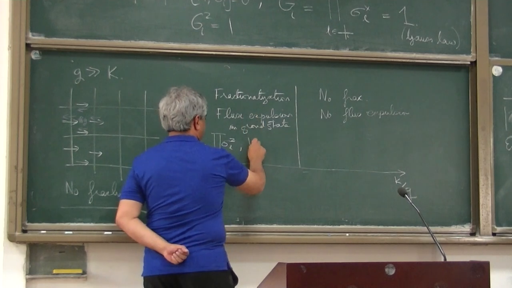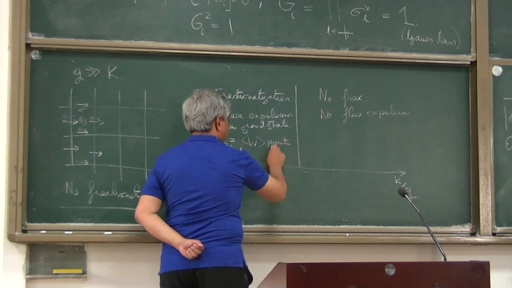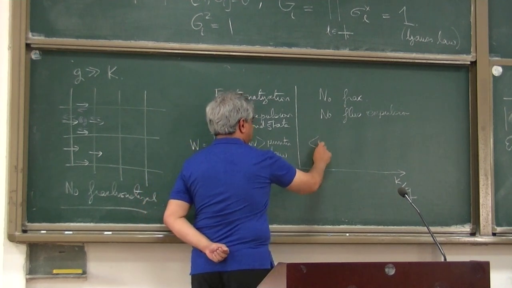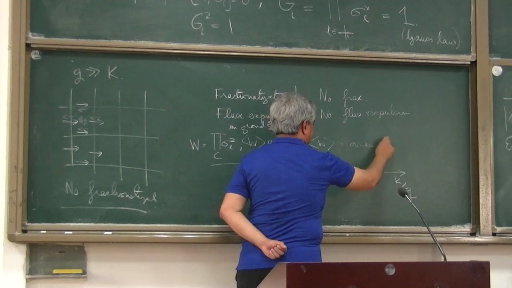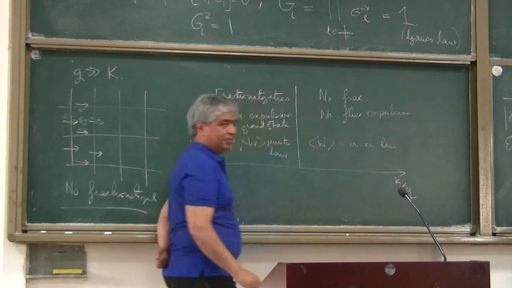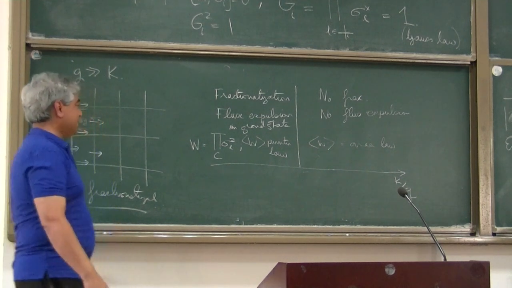And in this phase, W obeys the perimeter law, and here W obeys the area law. I'm only mentioning this for historical reasons. I don't really want to use it. But that's how Wegner argued there must be a phase transition, because there was a perimeter and area law for the Wilson loop operator, the Wegner-Wilson loop operator.